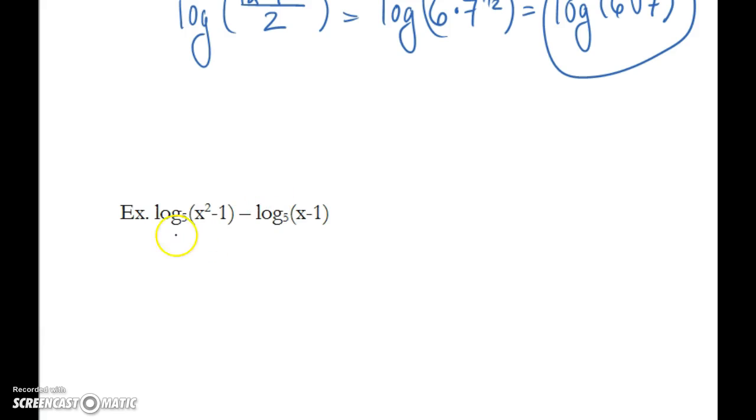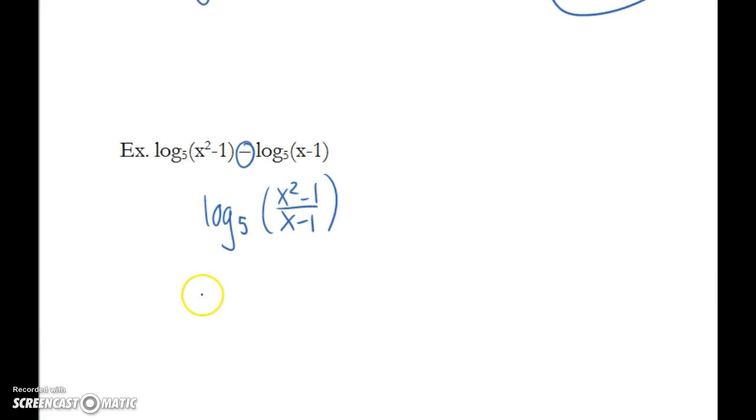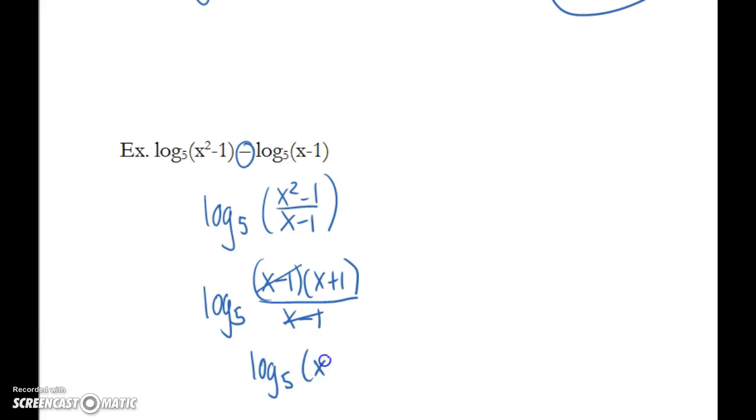All right, our second example is log base 5 of x squared minus 1 minus log base 5 of x minus 1. So when we see the subtraction of 2 logs, that tells us to use our quotient property. So we're going to take the quotient of x squared minus 1 and x minus 1. Now, you can leave your answer like this, but if you remember your factoring, x squared minus 1 can be factored into x minus 1 and x plus 1. And here our denominator is still x minus 1. And the great thing about that is we can cancel out the x minus 1s. So it becomes log base 5 of x plus 1.